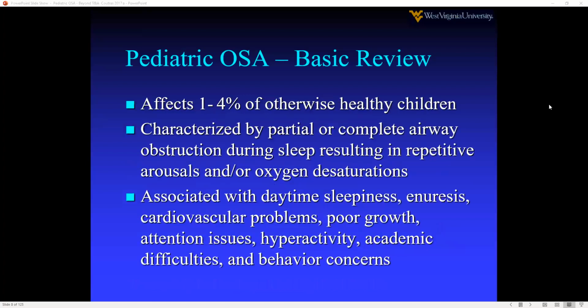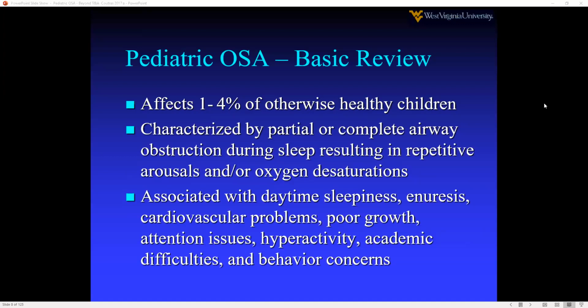So OSA affects maybe 1 to 4% of otherwise healthy kids, and can be associated with a number of symptoms, which we'll go into a little bit more detail later. Sleepiness, you don't see so much in children, more so in teenagers. Enuresis is secondary enuresis. They've been potty trained and then they start to wet their bed again. So you need to ask about that.